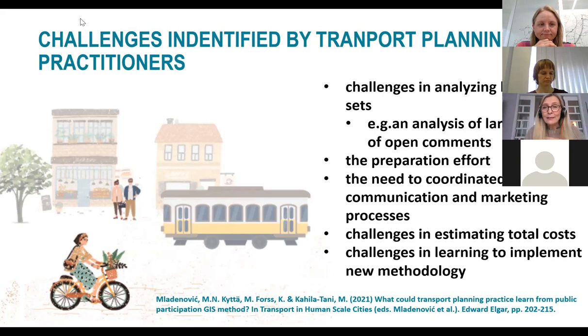And when you start collecting data, of course you need to put some effort to market the survey and do some perhaps coordinated communication. Some planners said that it was challenging to estimate total costs. Maybe it is not easy beforehand to understand how much work these different phases really mean in practice. And of course, the challenge is in learning to implement new methodology. It's always there, even if the usability of the tool is rather good.